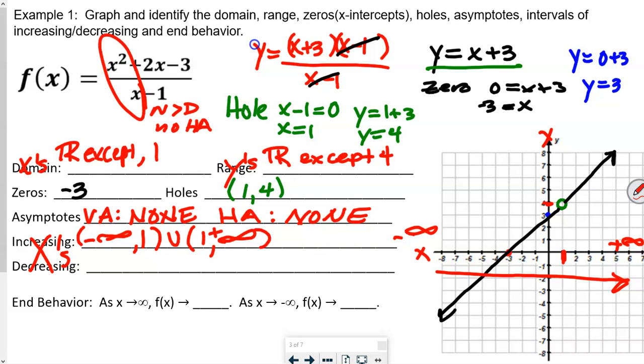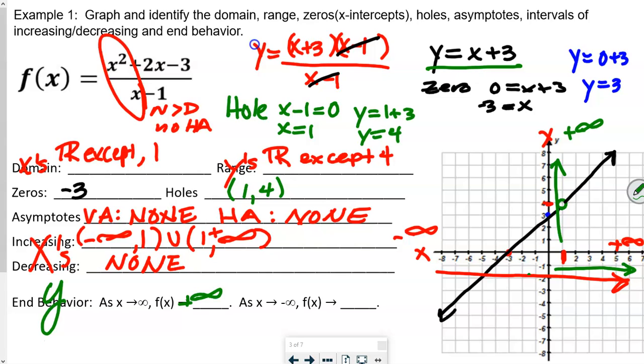Now there was nothing decreasing here because the graph does not go down from left to right. It's only going up from left to right. When we're talking about end behaviors, we're talking about y's. So we want to know as x is approaching positive infinity, what's happening to our y's up here? That's what we're asking. So this is going towards positive infinity, and that's what we're putting here.